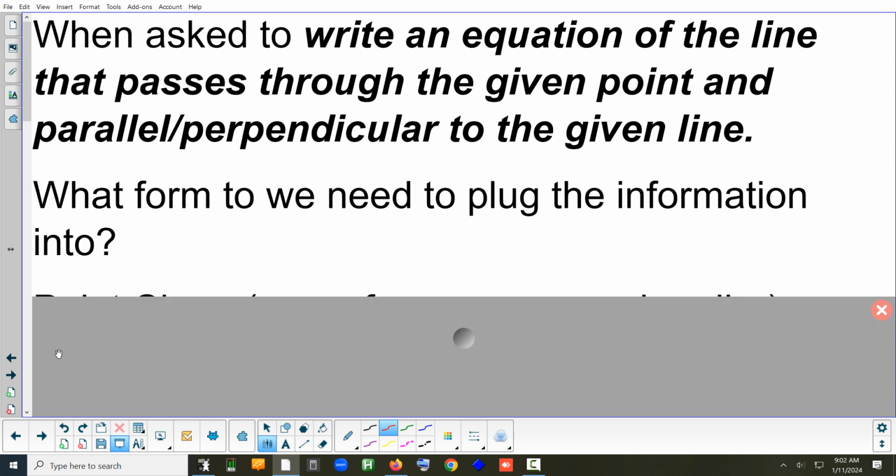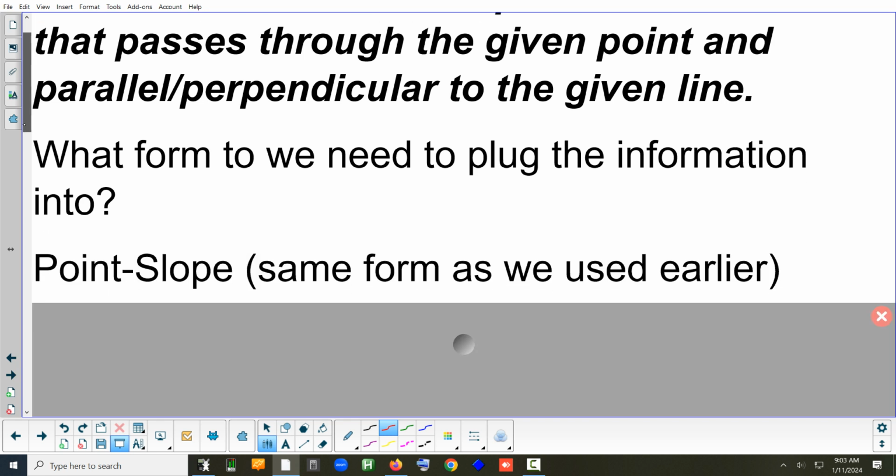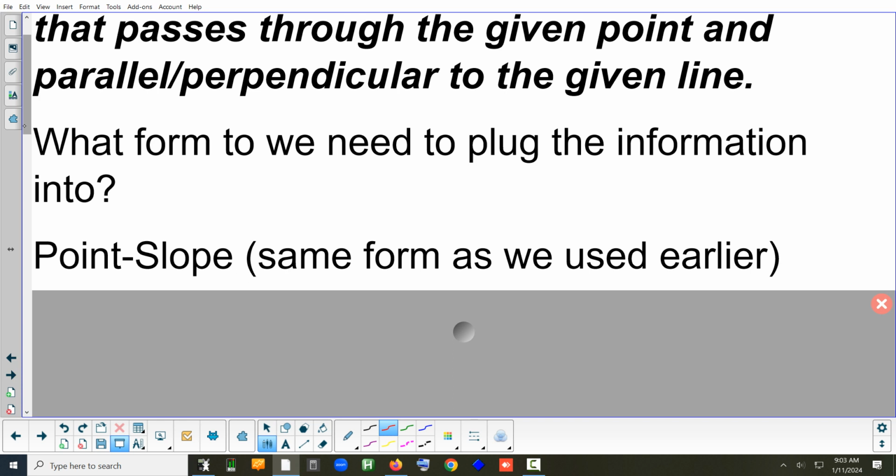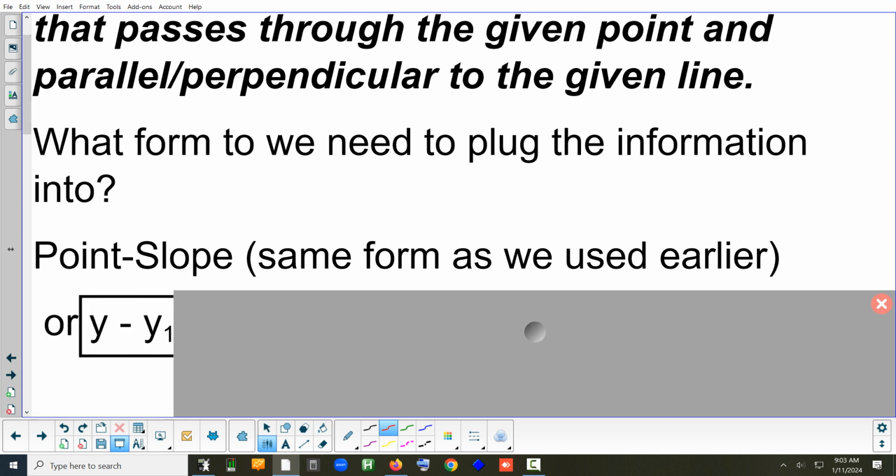So, when we have to write down something to get an equation of a line, what's the format that we've been using? Not the y equals mx plus b, but what's the other one? Yep. Y minus y1. It's called point slope, and what is it again? It's y minus y1 equals m times x minus x1, with parentheses after the m.